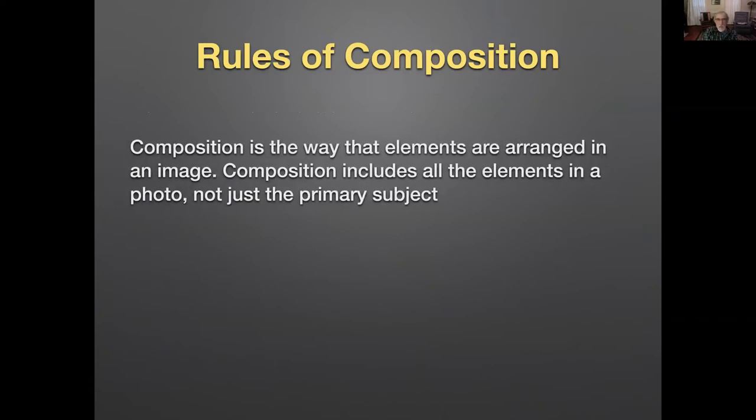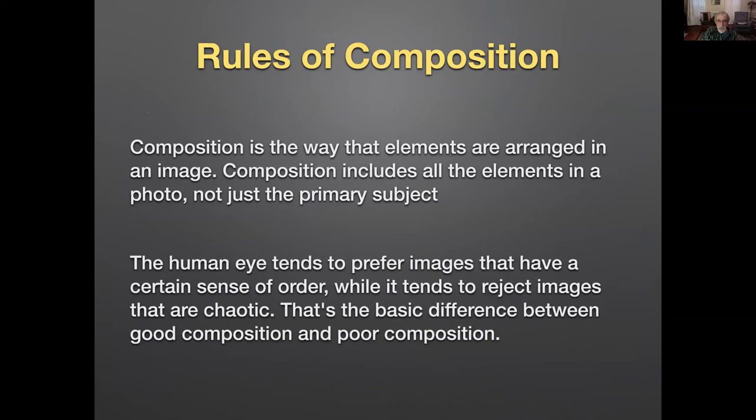I've got a little bit on the rules of composition. That's not what this presentation is about, but I just want to have you keep this in mind, that composition is the way that elements are arranged in an image. Composition includes all the elements in a photo, not just the primary subject. The human eye tends to prefer images that have a certain sense of order, while it tends to reject images that are chaotic. That's the basic difference between good composition and poor composition.